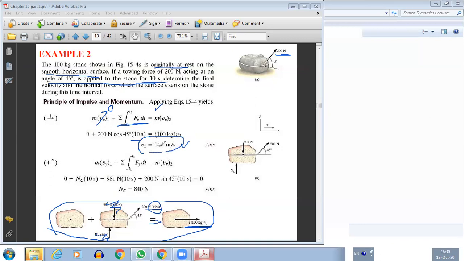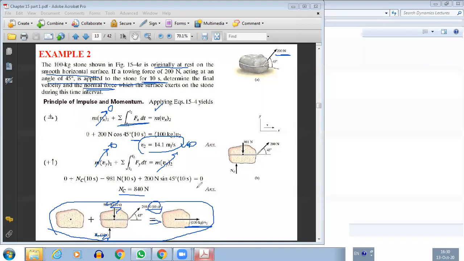And then since it is also required to find the normal force which is exerted, we can apply the same equation in the y direction. So vy1 was 0, vy2 is also 0, because there is no motion in the y direction. So the summation of forces in the y direction is 0. The summation of forces in the y direction will be Nc minus the weight plus the component of the force in the y direction, equals 0, so it's going to give you Nc.